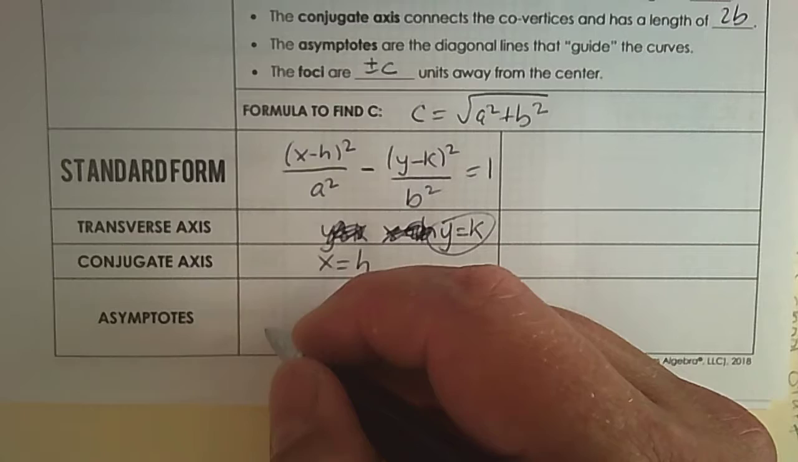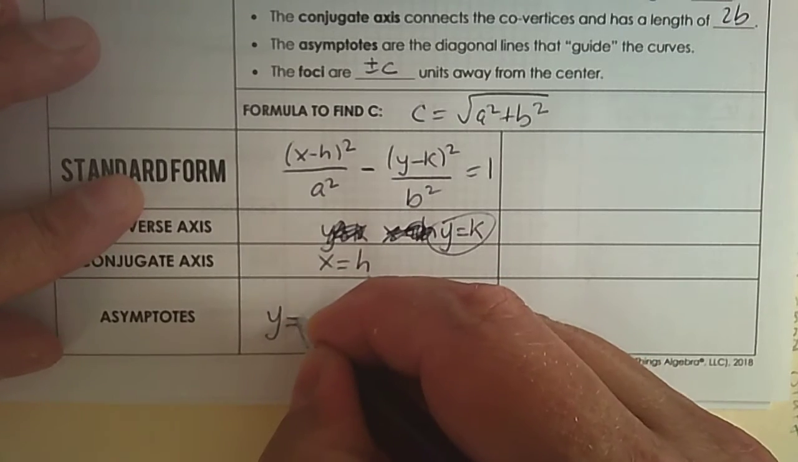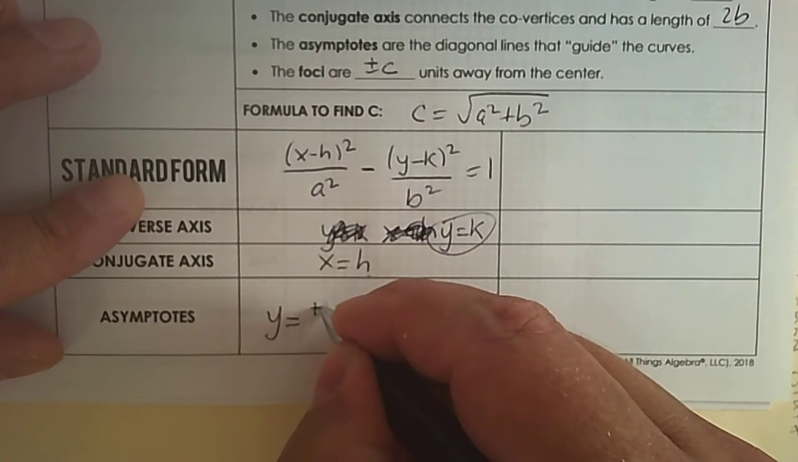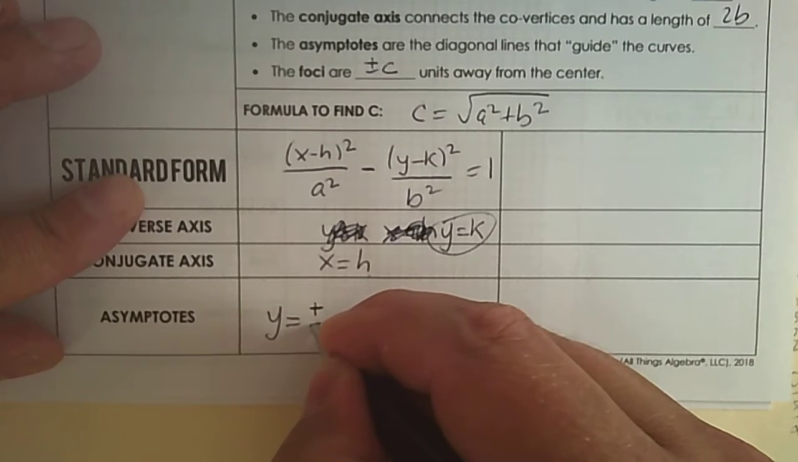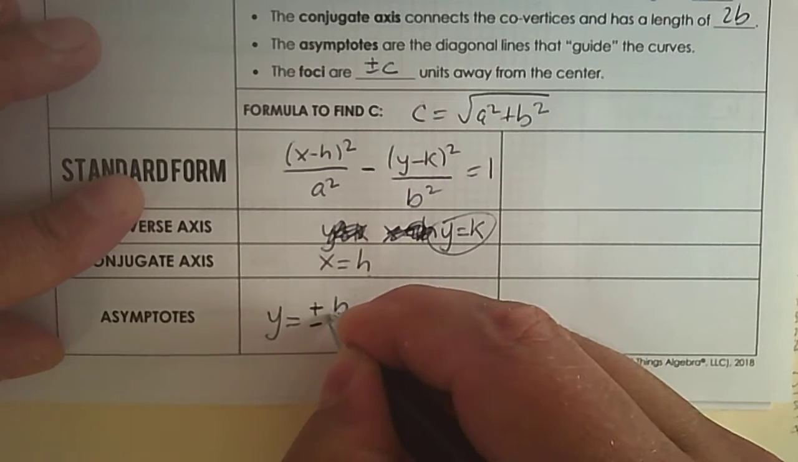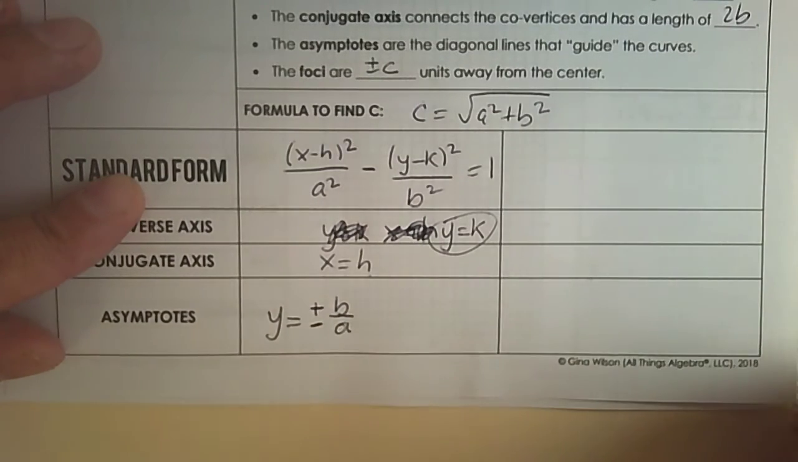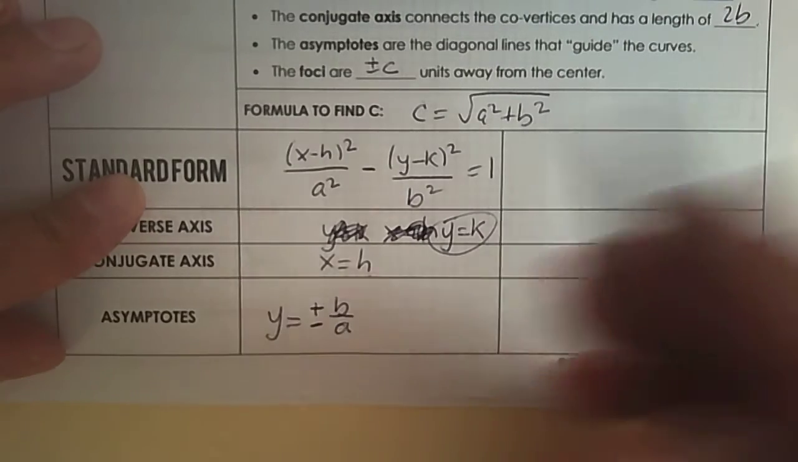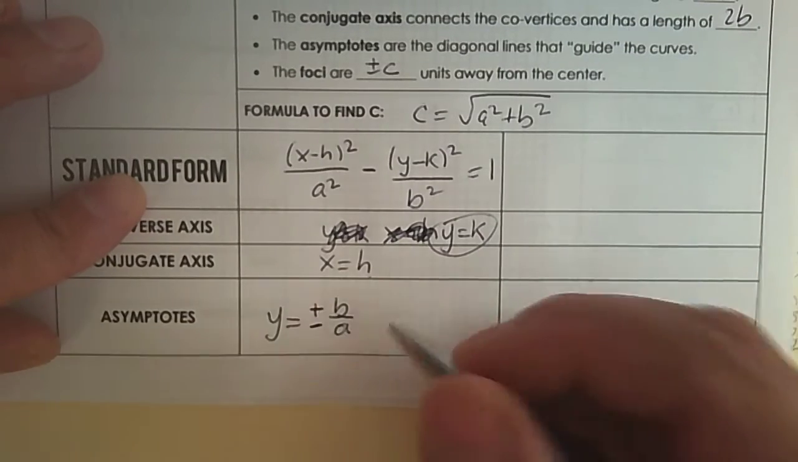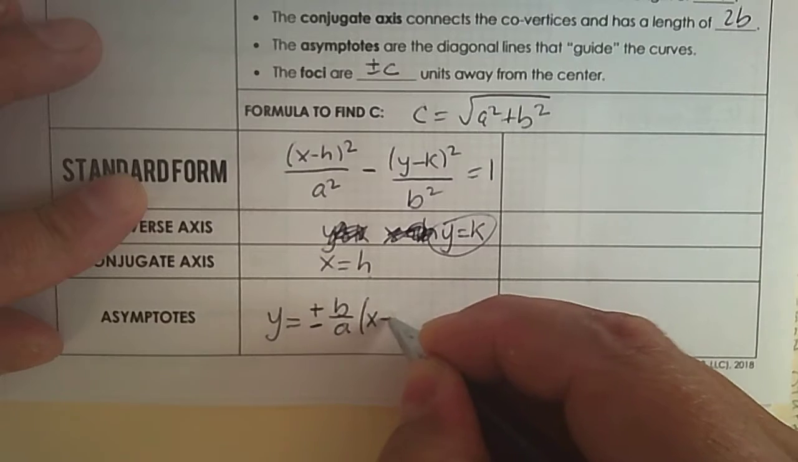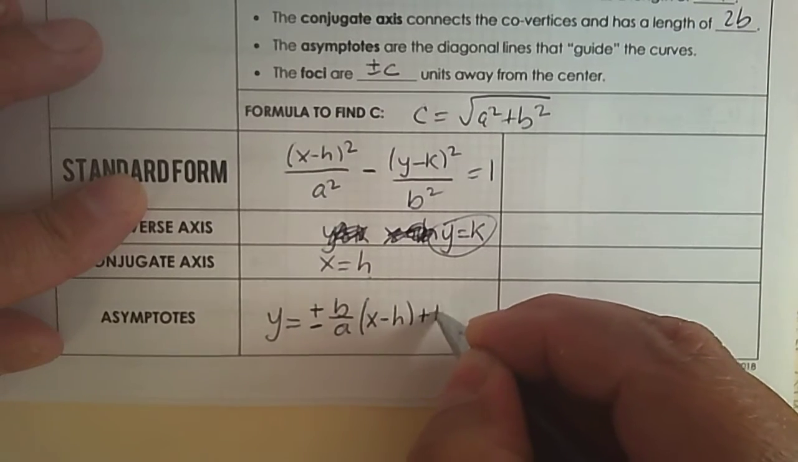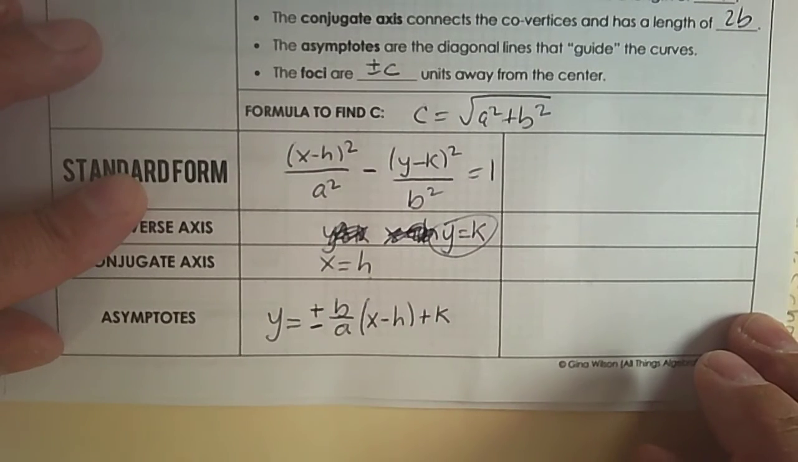For the linear equation of the asymptotes, there's going to be two of them. One's going to have a positive slope and the other is going to have a negative slope. We take b divided by a to find the slope, rise over run, that creates a rectangle. And then we just take the center, and that becomes our (h, k) in our linear equation.